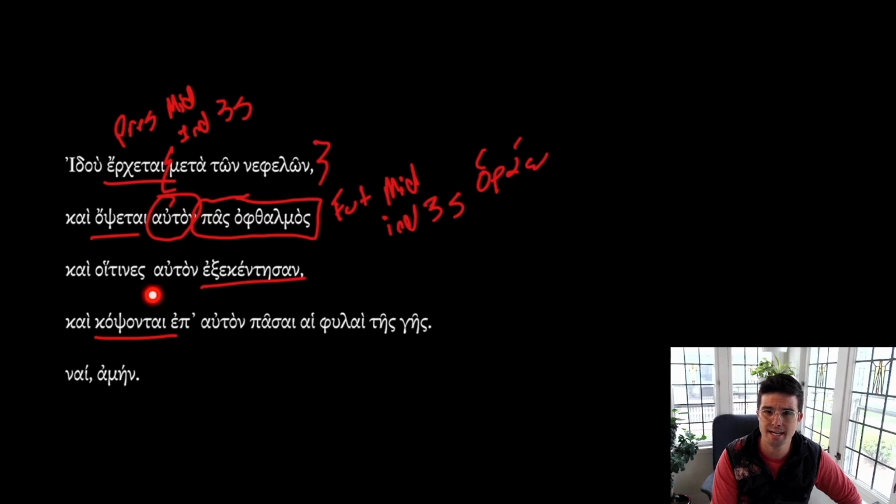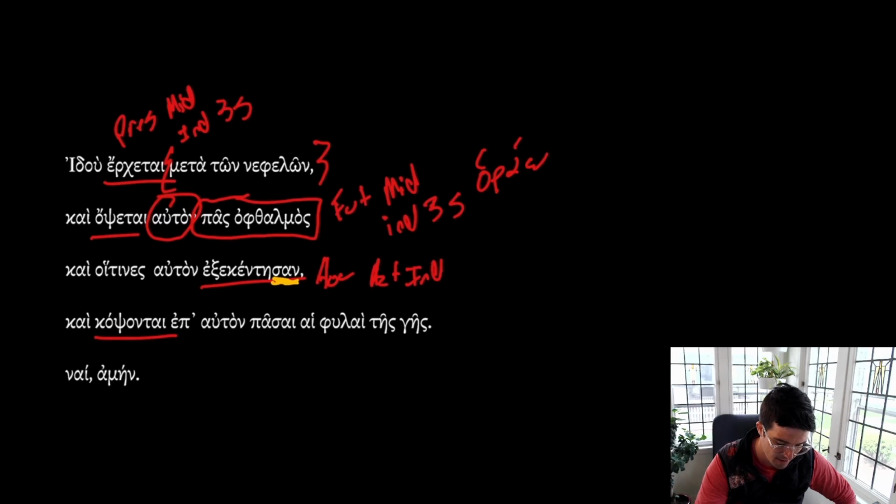Kai hoitines auton exekentesan. So this verb over here is aorist. Notice that sa in there, and then the new ending is going to be our plural. San is our third person plural. So we have an aorist, active, indicative, third plural, and this verb is from ekkenteo, and I might as well go ahead and write this one down.